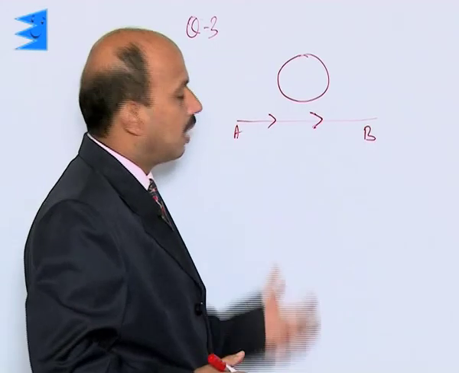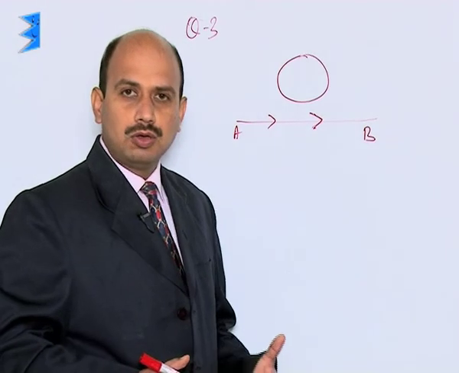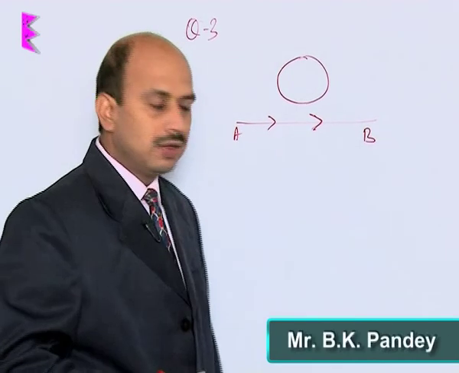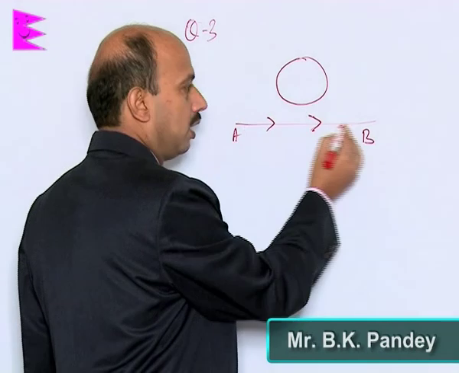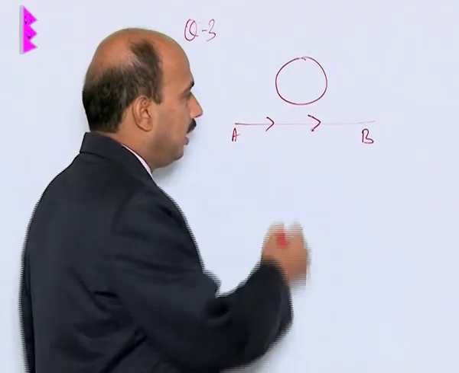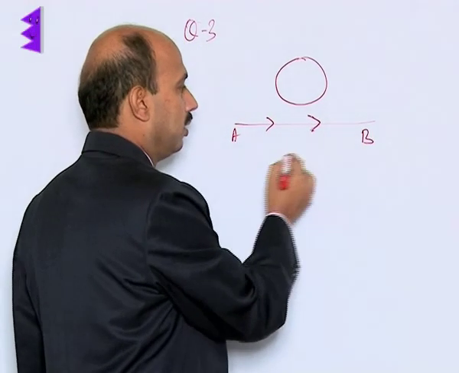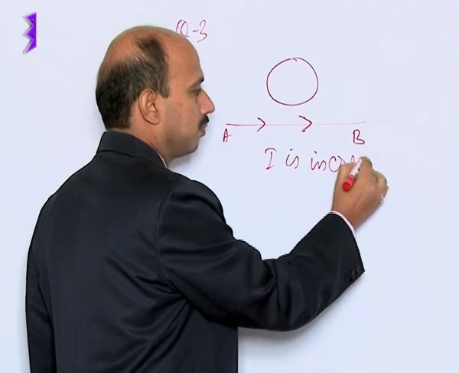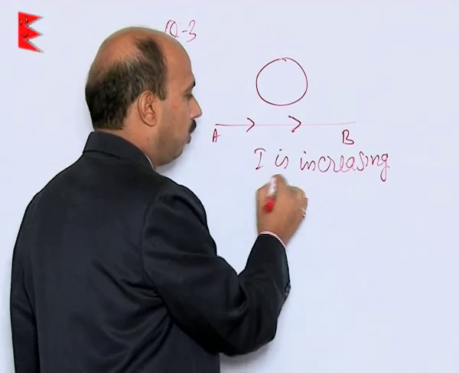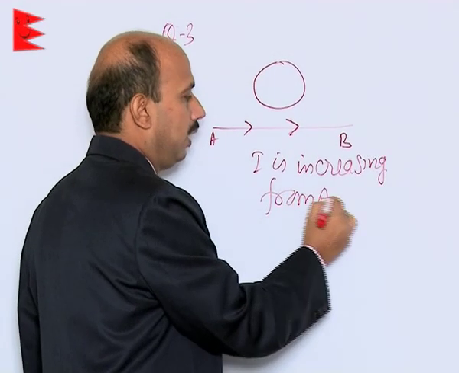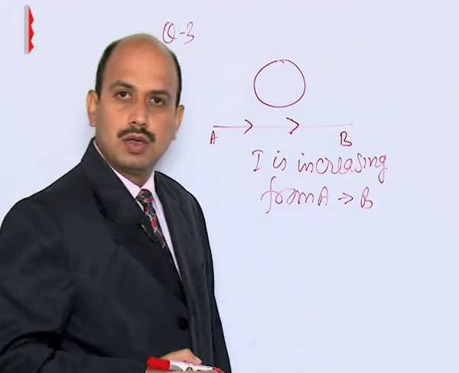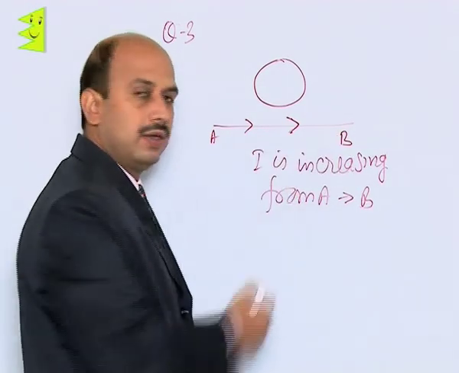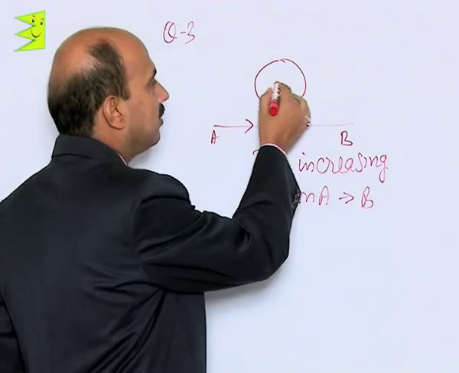Now, see another example where we have to use Lenz's law to decide the direction of the induced current. There is a current carrying conductor. Current is increasing from A to B. That means I is increasing from A to B. When I is increasing from A to B, the magnetic field on this side is here.